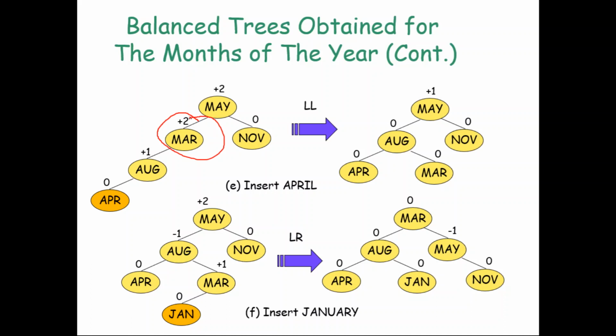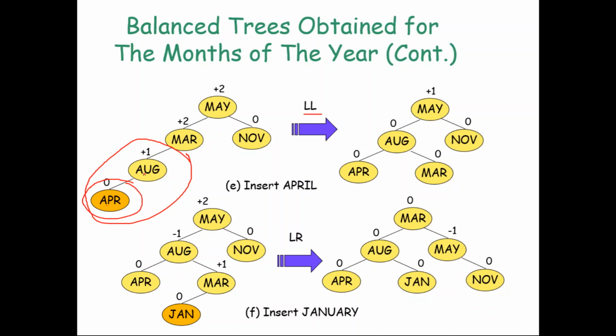Considering from March, where this new child is added, April is added as the right child of... sorry, I'm sorry, the new node is added in the left subtree. It is added to the left subtree of March, and again in that left subtree it is added to the left. So that is called LL.